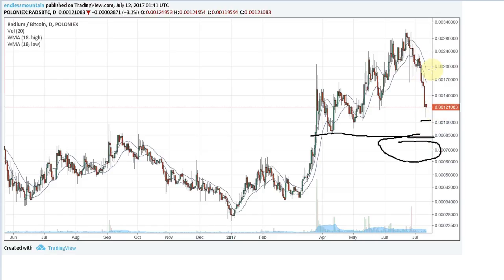And this is something I'm also holding, which means I have to lower my sell order. So instead of selling in here and here, I'm going to remove this one and sell it down in here.